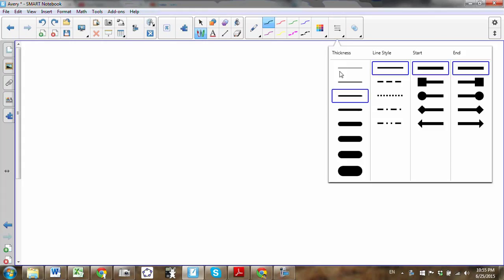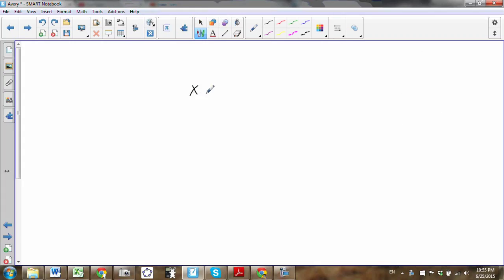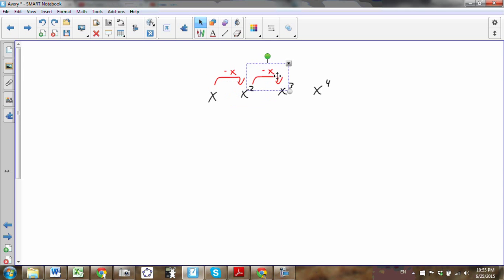Okay, so if we start with some value x, and we want to get x squared from that, and then x cubed from that, and x to the fourth from that, and so forth. Well, how do you arrive at x squared? From x, you have to multiply by x, and multiplying by x again gives you x cubed, and multiplying by x again gives you x to the fourth.